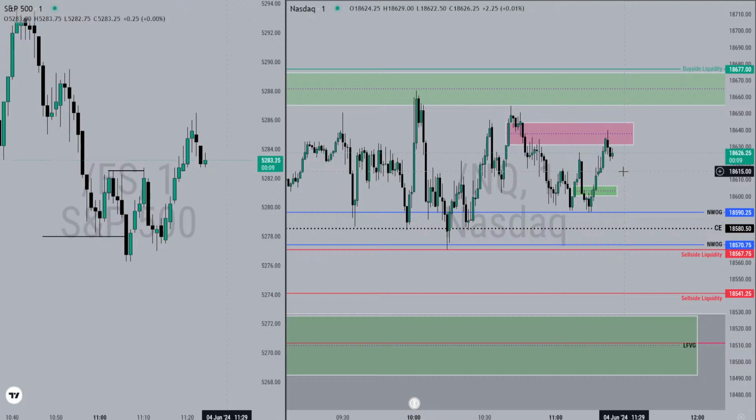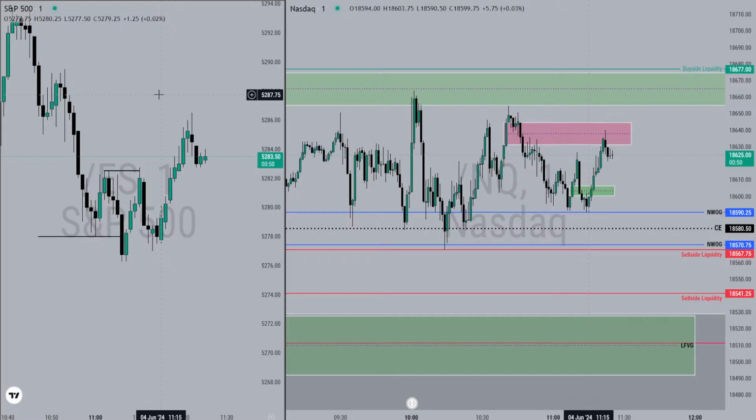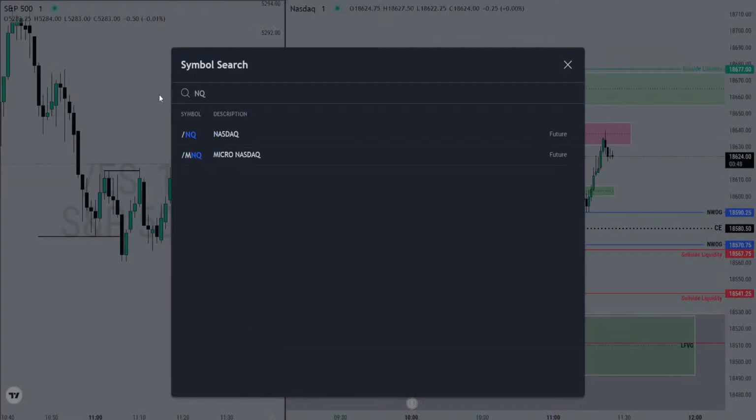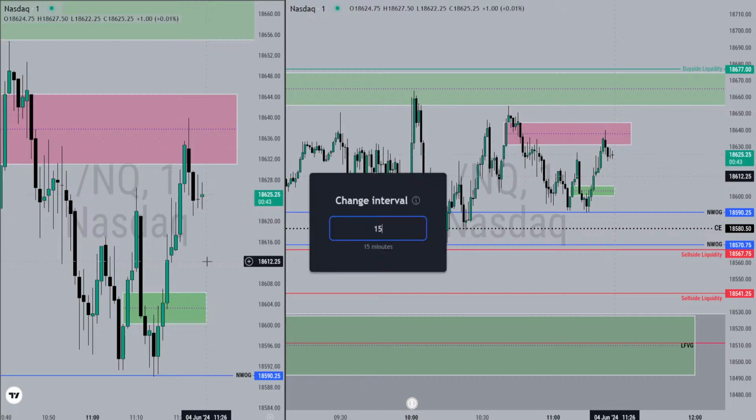So please, I don't know what to say. Please don't look for buy. Even if the market goes higher and takes all the buy side liquidity, let it take. But don't go for buy. Instead of that, wait for sell. You have to wait. This price action is not good. It's not a good price action, guys.